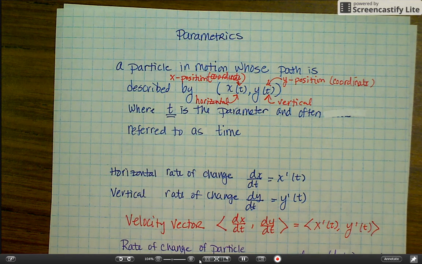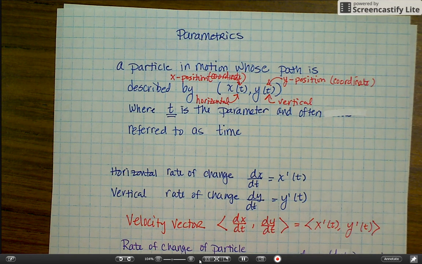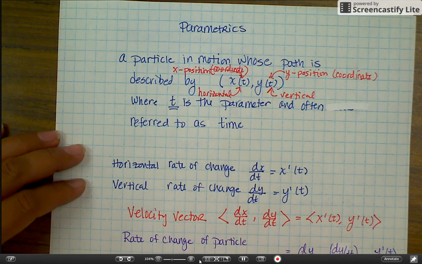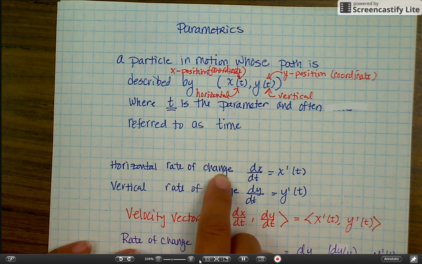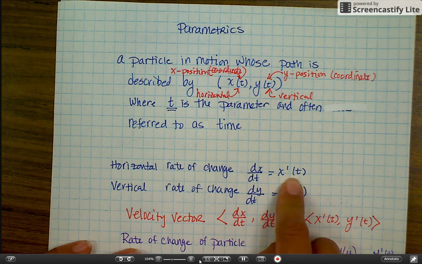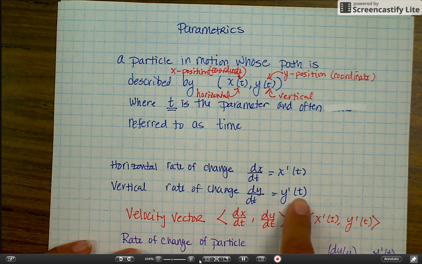T is called the parameter. And so sometimes it's referred to as time, sometimes it's not, but most often it's referred to as time. The horizontal rate of change, being the derivative, is the derivative of your x function. The vertical rate of change is the derivative of your y function. Okay?